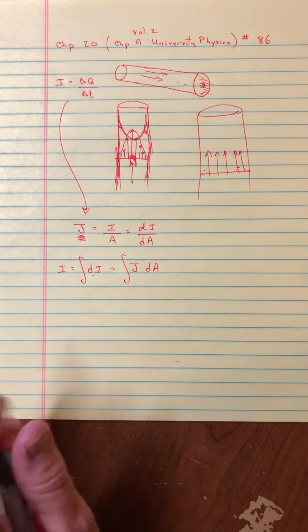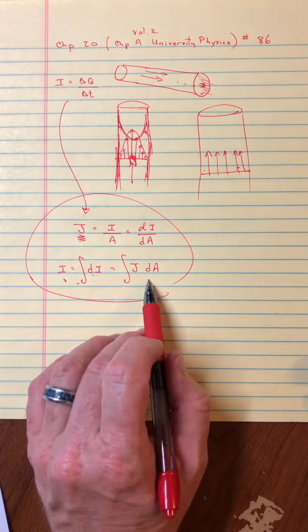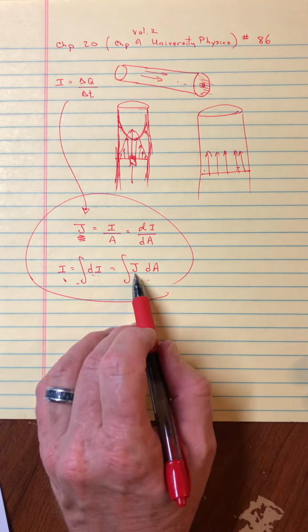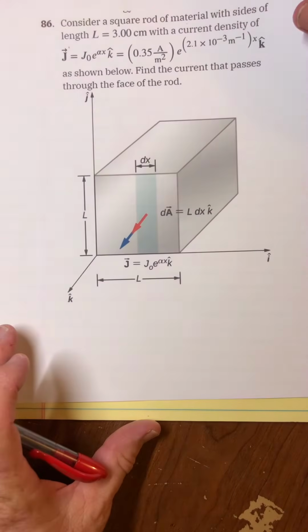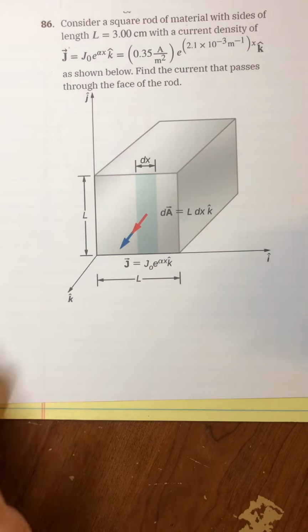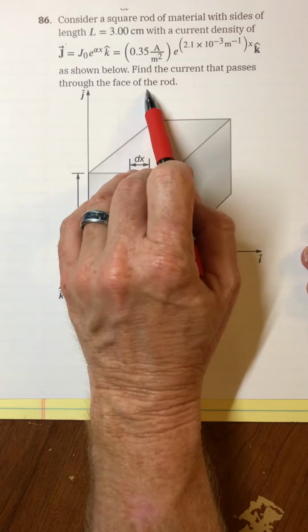But I do feel like I have to give a little mini lecture here to say this is how you get the current. The current is you add up the profile over the area of the wire. Okay, so with that in mind, what we're going to do is find the current. And that's what it says: find the current that passes through the face of this rod.